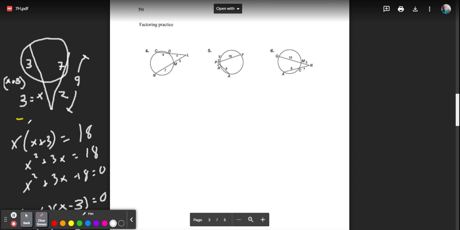So that's how we would solve one of those out. Outside times whole equals outside times whole. You've got the equation, and you just solve it out as a quadratic, like we did up there.